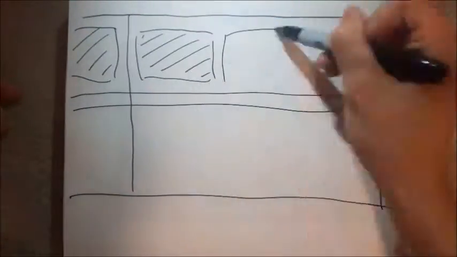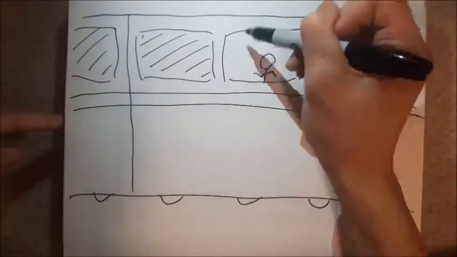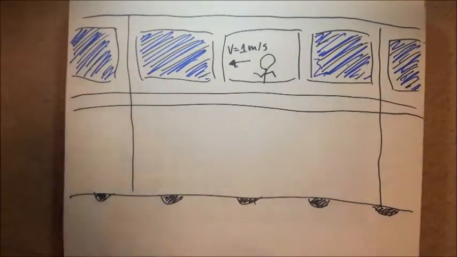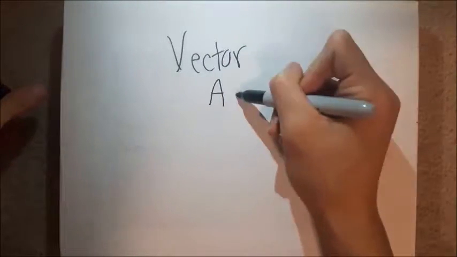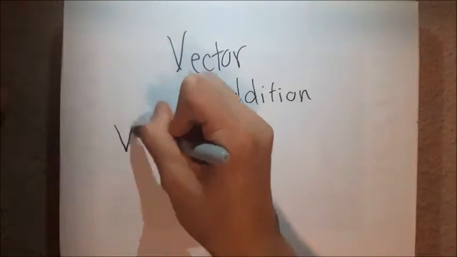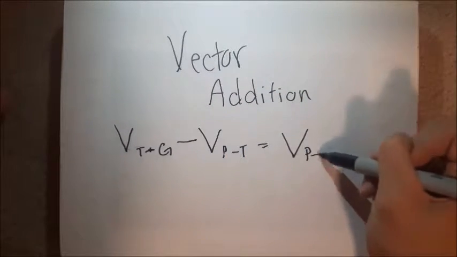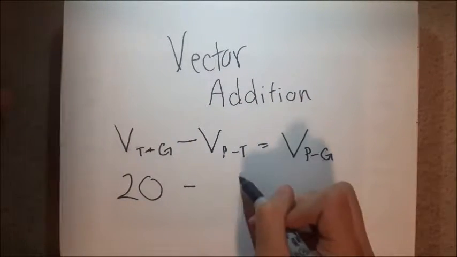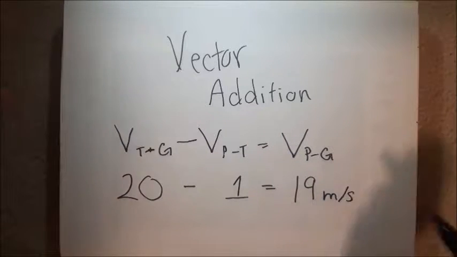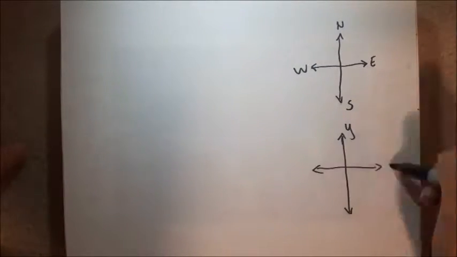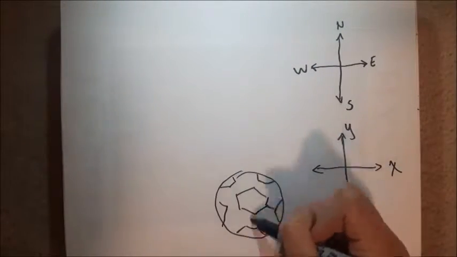If the person was walking 1 meter per second to the left instead, you would do the same equation, except you would subtract their velocity from the velocity of the train to the ground. So the following equation would be the velocity of the train to the ground minus the velocity of the person to the train would equal the velocity of the person to the ground. Now notice the subscripts that come along with each velocity. These represent the frame of reference. However, velocities won't always be along the same axis.